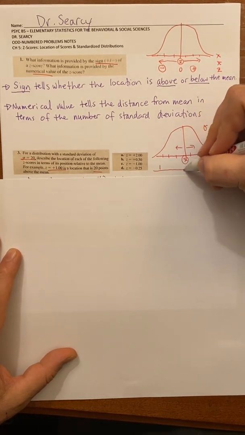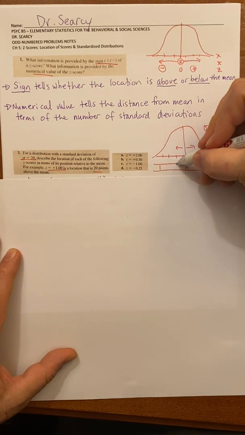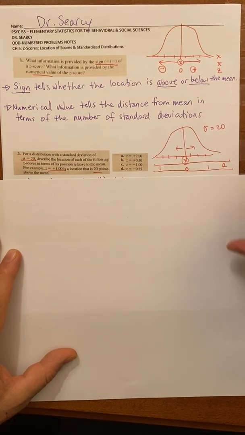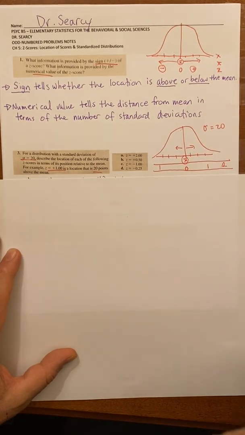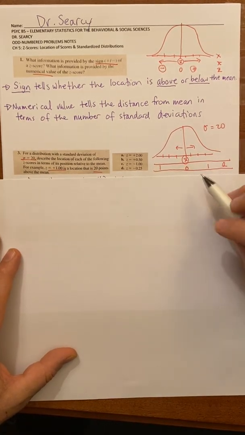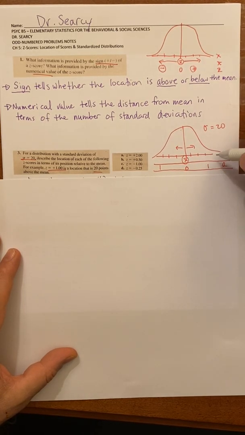In terms of S, now remember the standard deviation units, they're not going to necessarily have any positive signs or negative signs. They're just going to have the number. What we're saying here is between the 0 and the 1, in terms of standard deviation units, there are 20 ticks in the center of that.